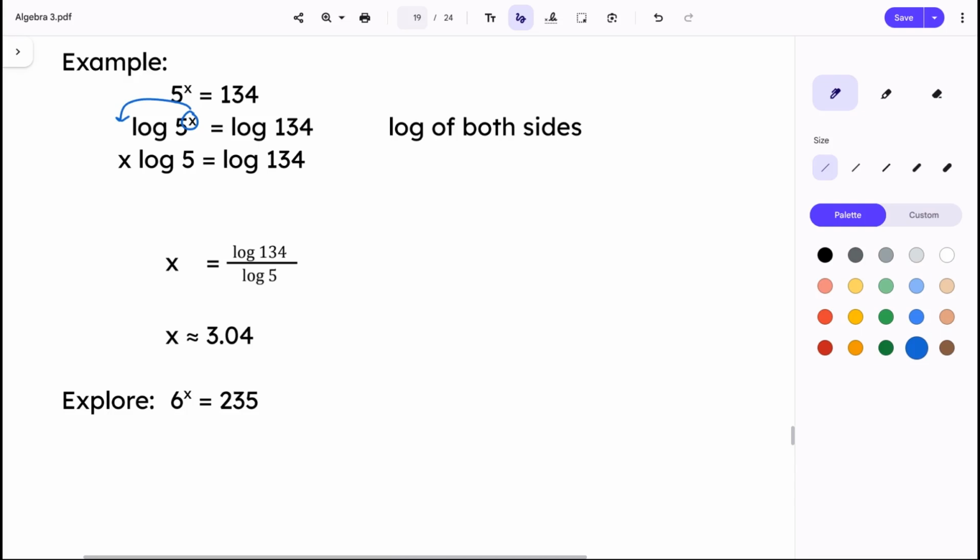Now right now this x is being multiplied to the log of 5. So if I wanted to move that away from the x, I would have to divide. And we can see that happening here. We're dividing the log of 134 by the log of 5. Now at this point, it's just going to be going to your calculator. So you're going to want to grab a calculator here that has the ability to perform logs. And we're just going to type this in. We're going to hit log 134, and we're going to divide that by the log of 5. You're going to get a decimal. Let's go ahead and round it here. Mine says 3.043 and it goes on. So my answer that I wrote down was 3.04.